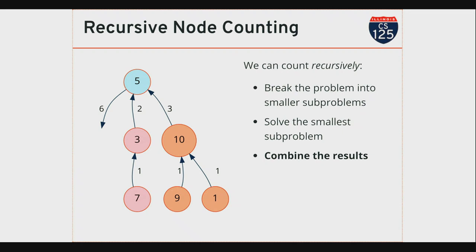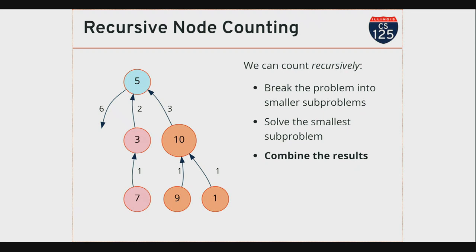I started off trying to count the number of nodes in a tree that we knew had 6 nodes. Then I broke it into a problem of counting the number of nodes in a tree with 2 nodes, and the number of nodes in a tree with 3 nodes, and now I'm ready to finish the job. So now my solutions have gone all the way up. When we started this, we said, hey, if I can count the number of nodes in 5's left subtree, rooted at node 3, and I can count the number of nodes in 5's right subtree, rooted in node 10, then I know how many nodes are in the entire tree.